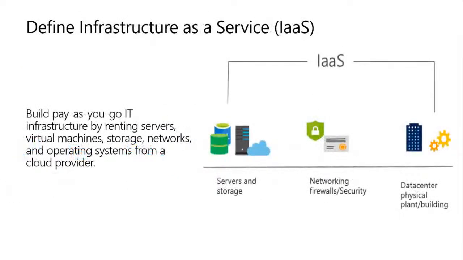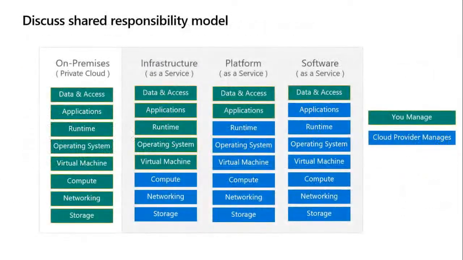Now if you see this particular shared responsibility model diagram, you can understand which things are being managed by whom. In on premises, which is considered a private cloud, you have data access, applications, runtime, operating system, virtual machine, everything you need to manage. The blocks with green color are the services you need to manage, and the blocks with blue color are managed by a cloud provider.